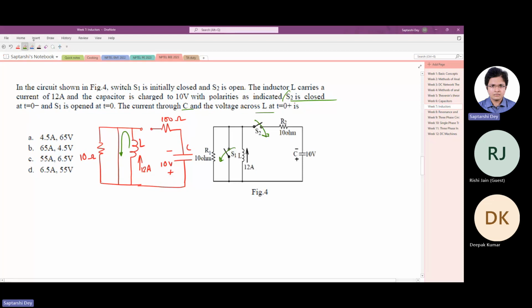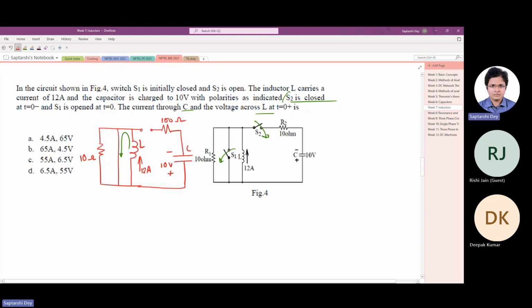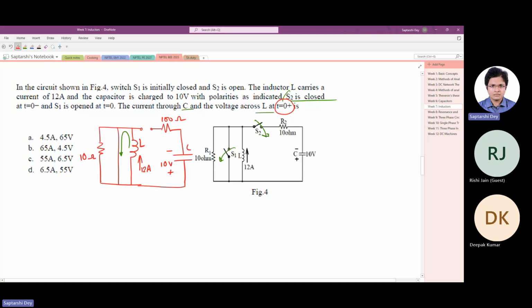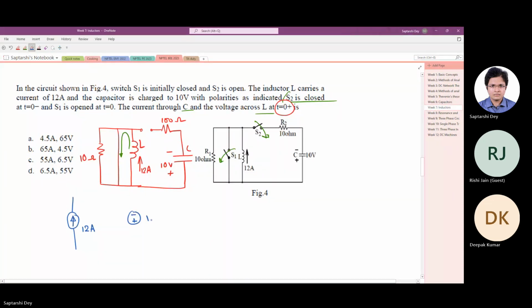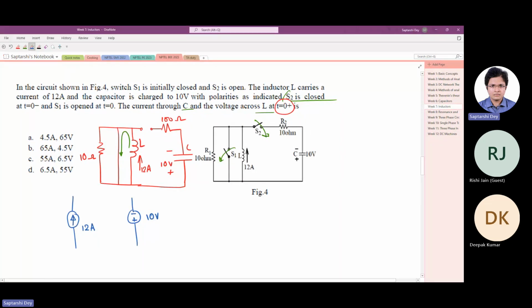Now here you see, whenever you are asked to find out in such a question what is the thing at 0 plus, such a question was solved in the last class also. We assume that we are being asked about the state right after the circuit is changed. Now inductor current cannot change suddenly, capacitor voltage cannot change suddenly. So we can take the inductor current as a constant and the capacitor voltage as a constant. We can replace the inductor with a constant current source like this, and the capacitor with a constant voltage source like this.